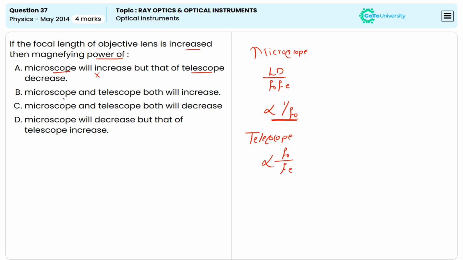No, it is not correct. Microscope and telescope both will be increased. This is also not correct. Microscope and telescope both are decreased. It is not correct. Microscope will decrease, but that of the telescope increases. Yes, this is correct. Option D is the right answer.